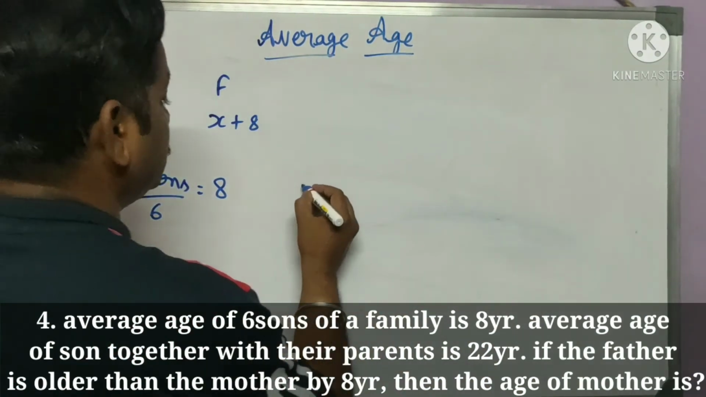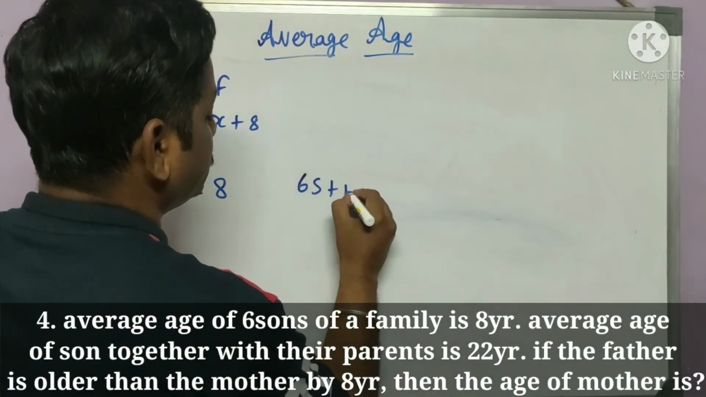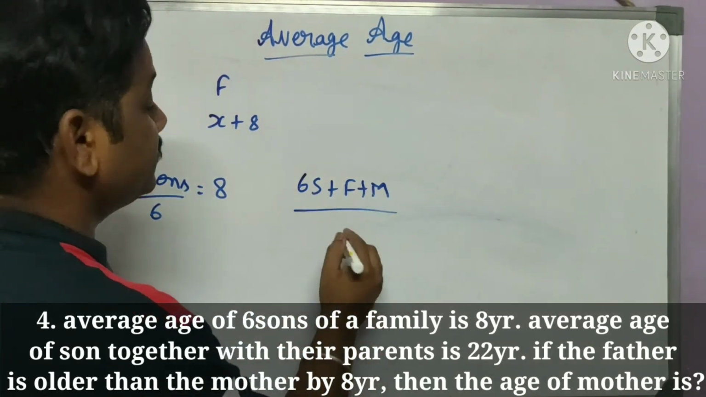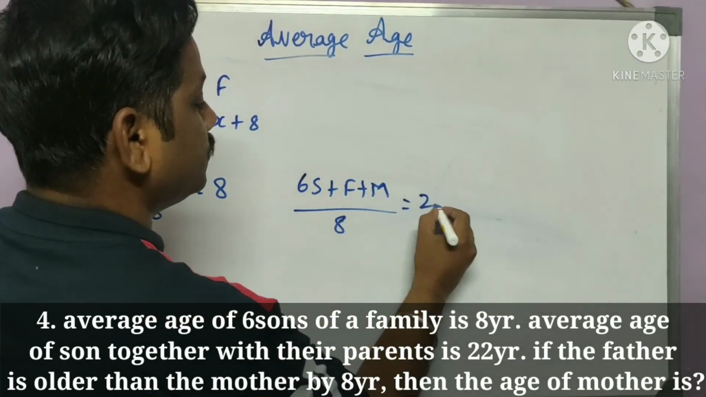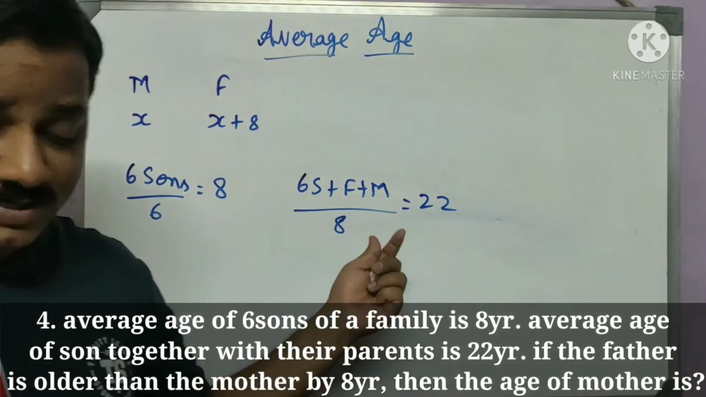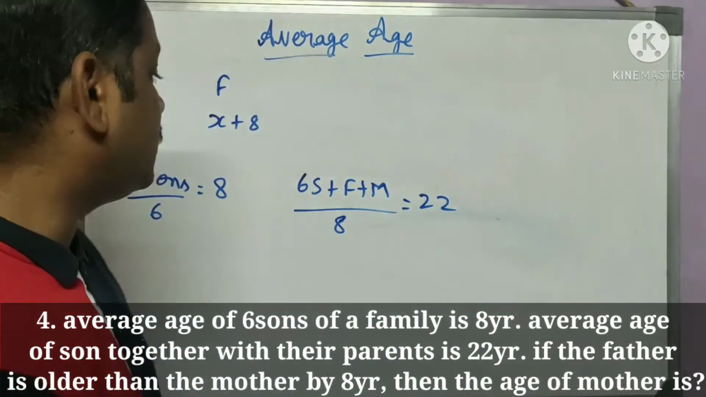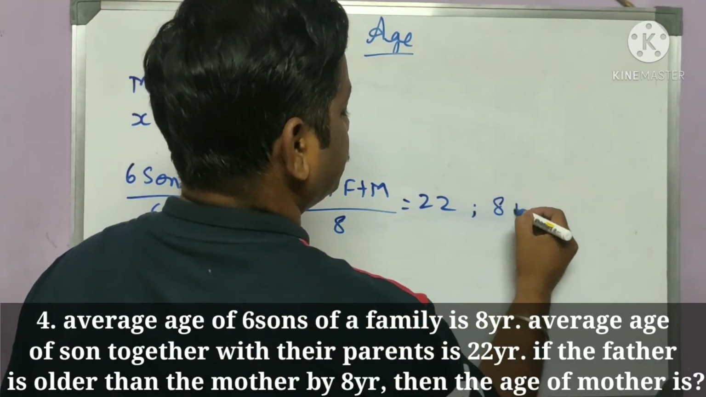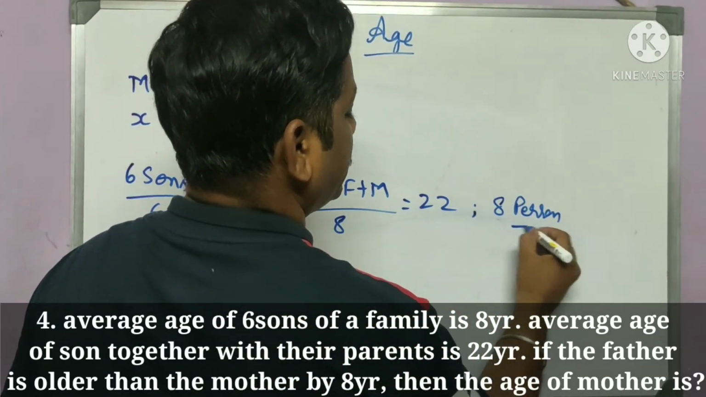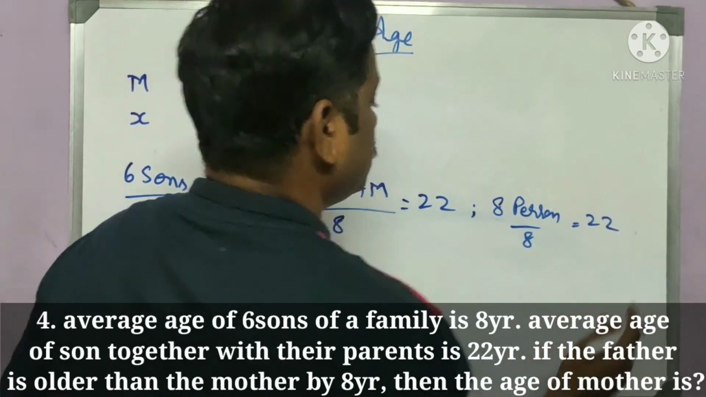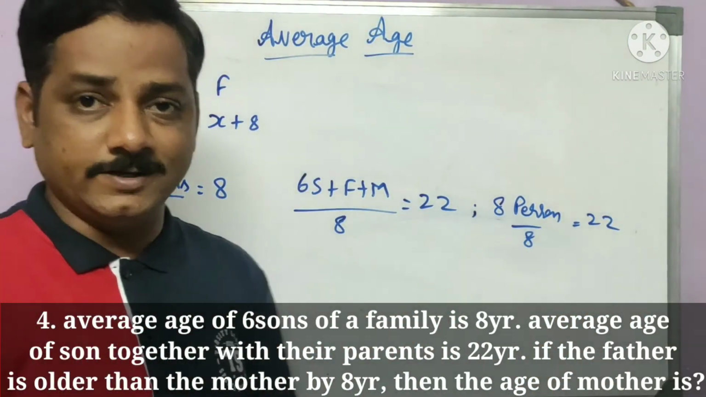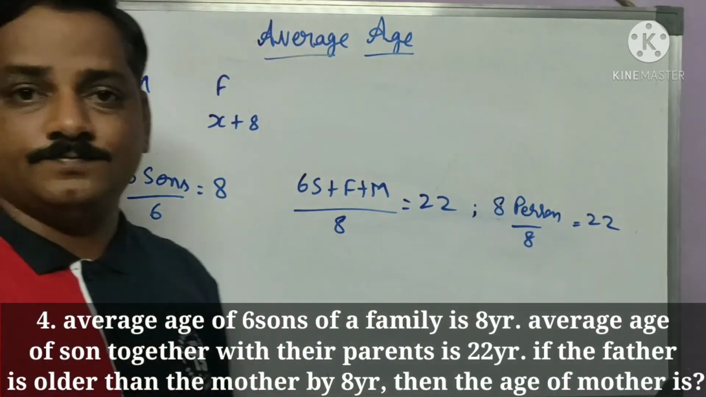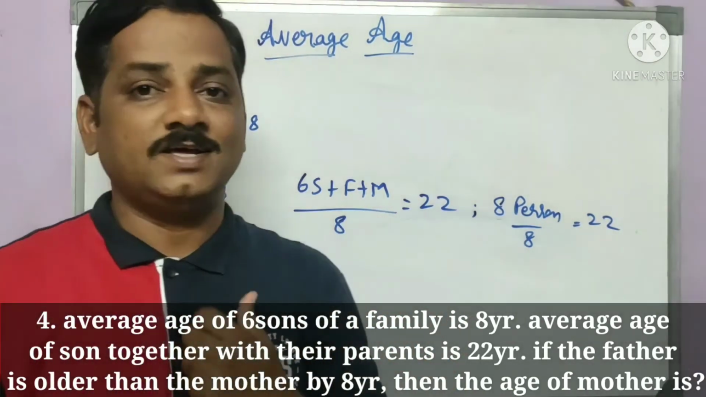So we can say 6 sons plus father plus mother, total 6 sons plus 2 members, gives an average of 22 years. This is the statement given. Right. So how many persons do we have here? 8 persons. I can write this as the sum divided by 8 is equal to 22. That is the statement given here. So now using these two statements, we need to find X.